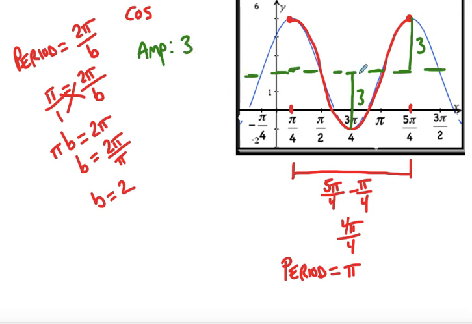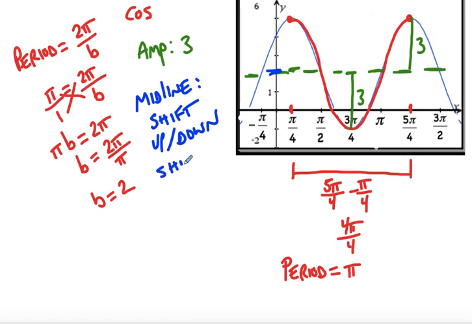That midline has significance. Wherever the midline is, that helps you figure out your shift up or down. So since this midline is at 2, that means we have a shift up 2.